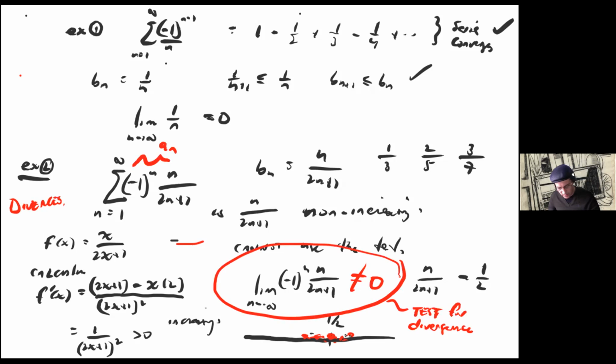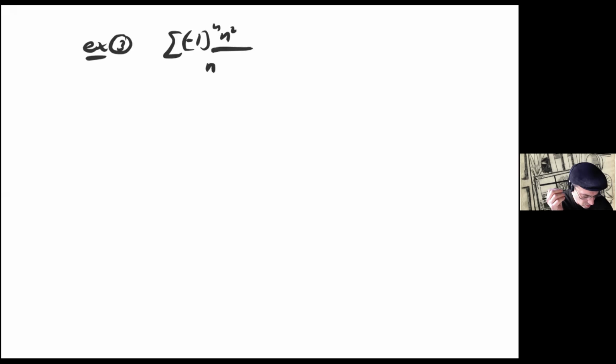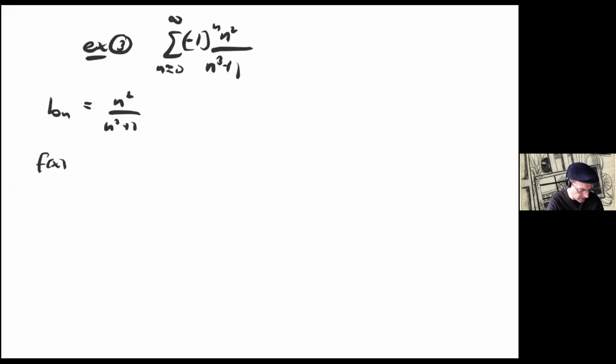Okay, let's go to another problem. Example 3. The sum of -1 to the n times n squared over n cubed plus 1, n equals 0 to infinity. Okay, so let's try to apply the alternating series test. So b sub n is n squared over n cubed plus 1. We need to know whether it's non-increasing. So let's look at the function f of x equals x squared over x cubed plus 1.